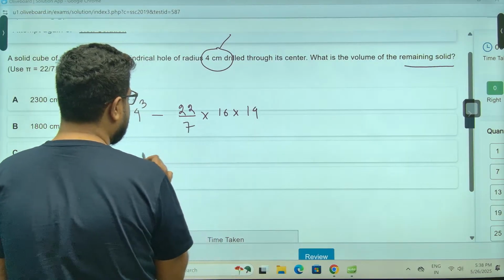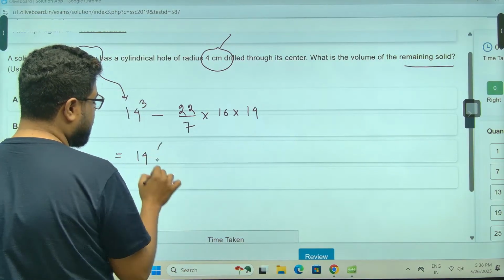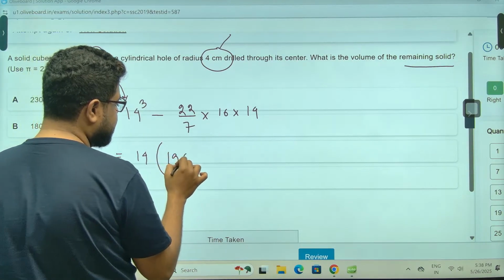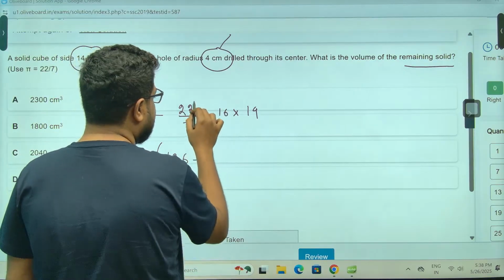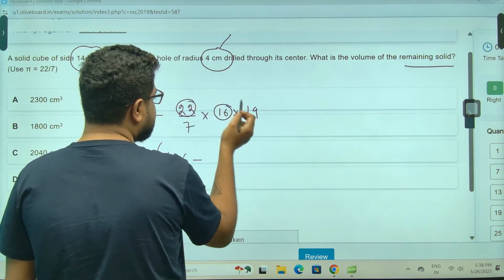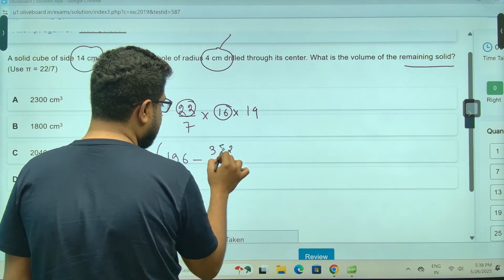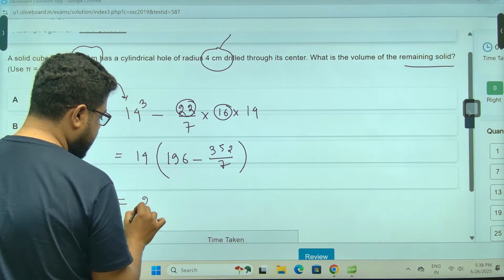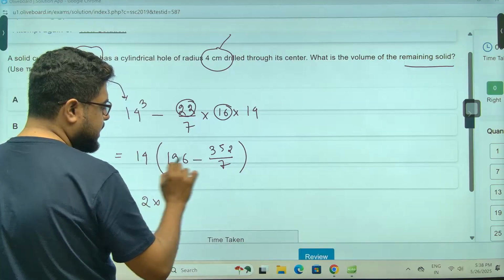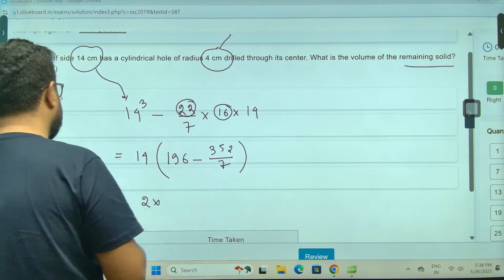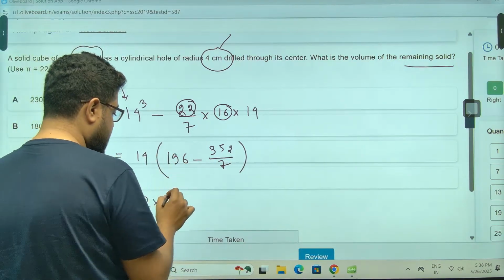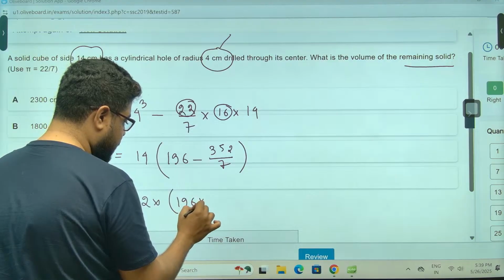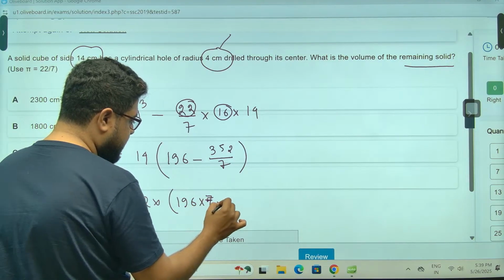But the same will come, right? But still, let's take 14 as common, sir. 14 square is 196. 22 into 16, 16 to the 32. 3 2 3 plus 2 5 7. So do this, sir, it is 2 now. What I've done, I've just taken the LCM and solved this. Okay. 196 into 5 into 7, sorry, minus 352.